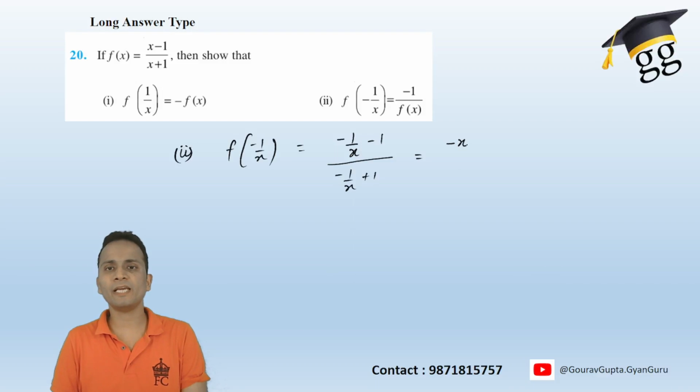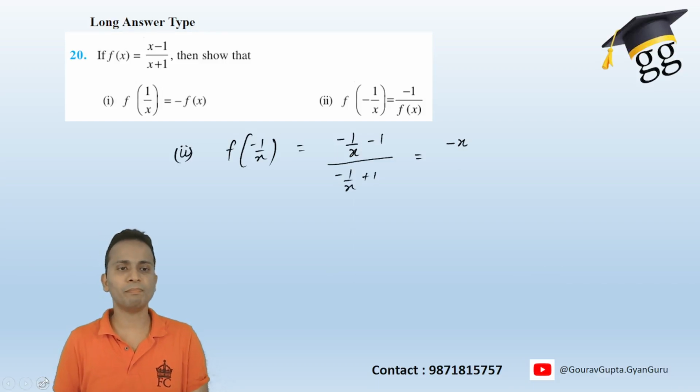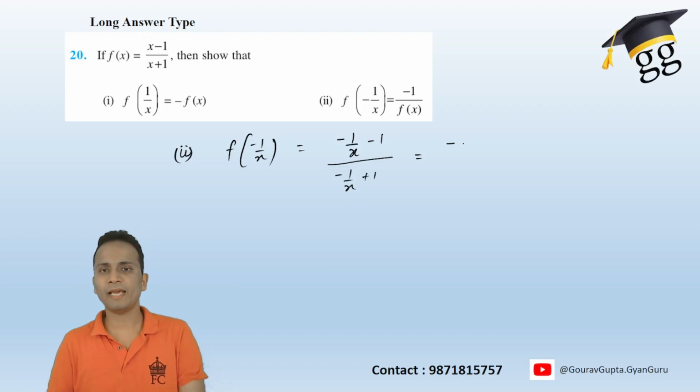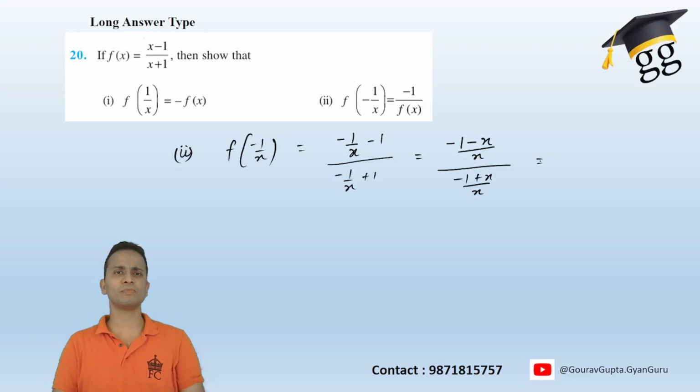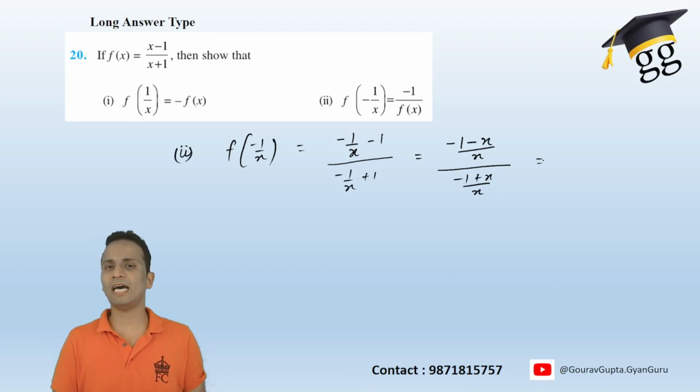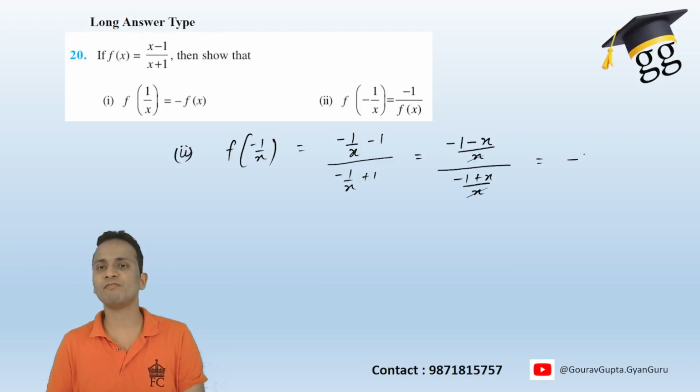So it will be minus 1 minus x divided by x whole divided by minus 1 plus x divided by x. Now x will be cancelled from the denominator of the numerator and the denominator of the denominator. This x will cancel out. So I'll have minus 1 minus x whole divided by minus 1 plus x.